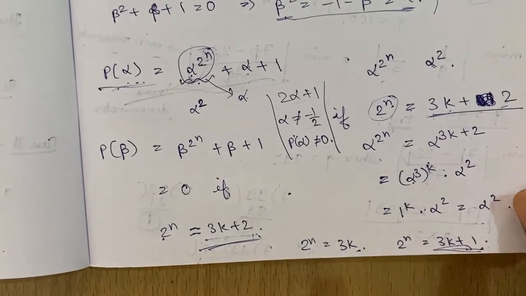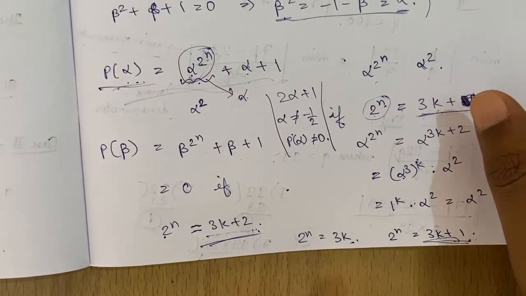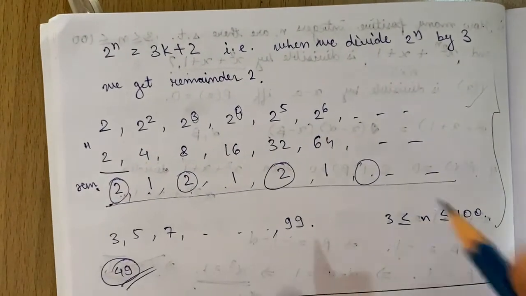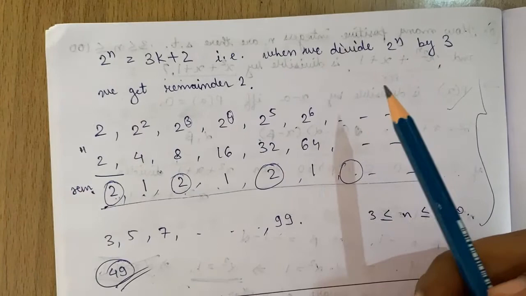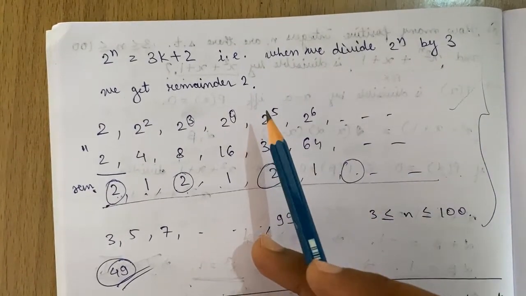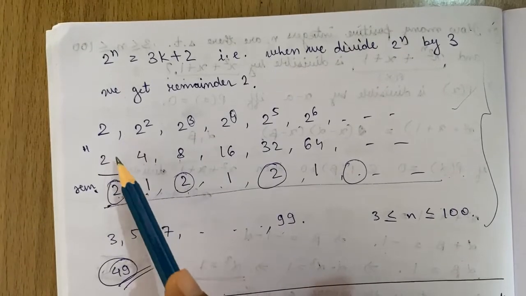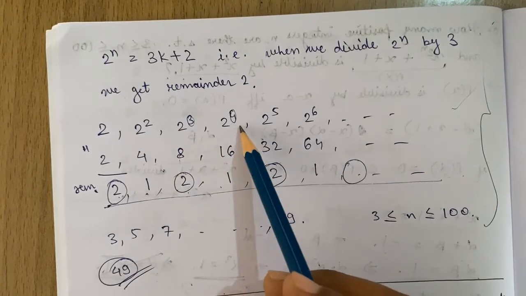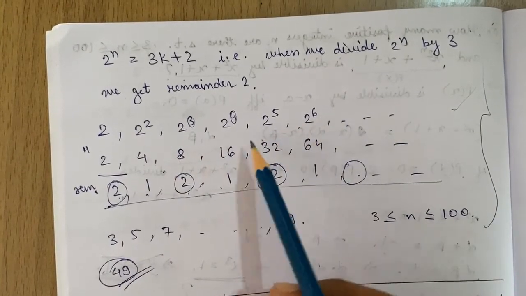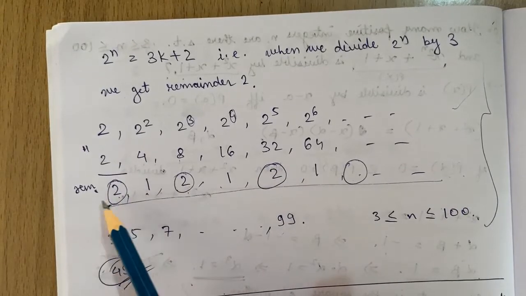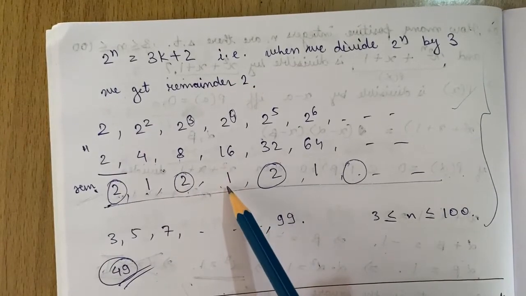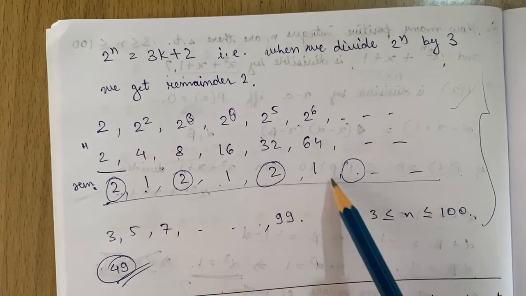Now let's look at what are the possible values of n which would give this value. So 2 to the power n equal to 3k plus 2, that is when we divide 2 to the power n by 3, we get remainder 2. So let's write down some powers of 2 and note a few trends. So 2 square, 2 cube, 2 to the power 4, 2 to the power 5, 2 to the power 6. If we divide these by 3, then the remainder is, from 2 we get 2, from 4 we get 1, from 8 we get 2, from 16 we get 1, from 32 we get 2, and so on.